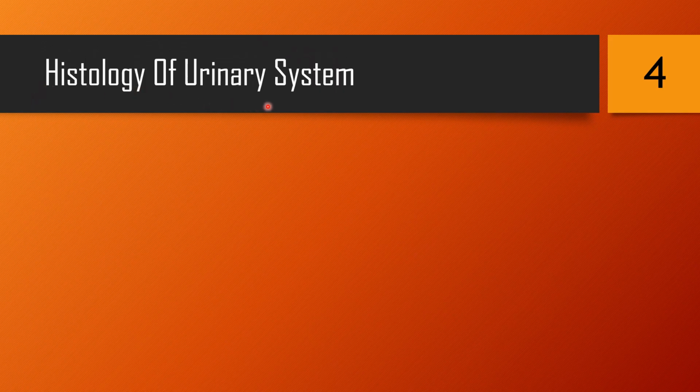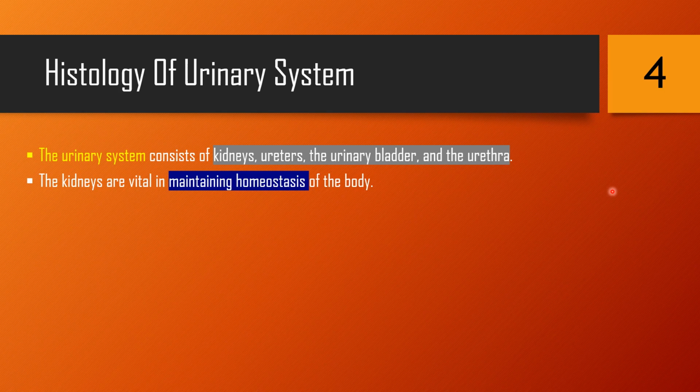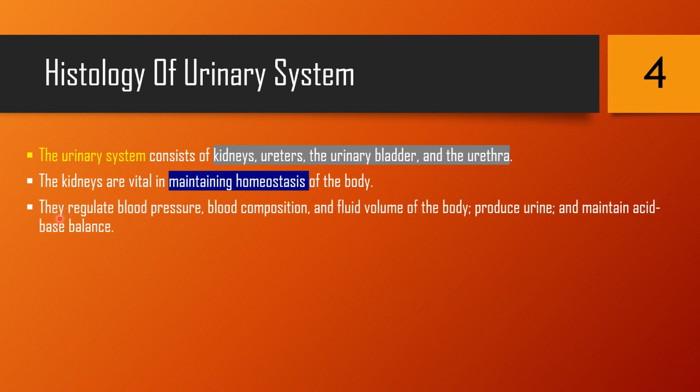This is the fourth video of the urinary system and today's topic is histology of the urinary system. So the urinary system consists of the kidneys, ureters, the urinary bladder and the urethra. The kidneys are vital in maintaining homeostasis of the body. They regulate blood pressure, blood composition and fluid volume of the body, also produce urine and maintain acid-base balance, as we already discussed in the introduction videos of the urinary system.